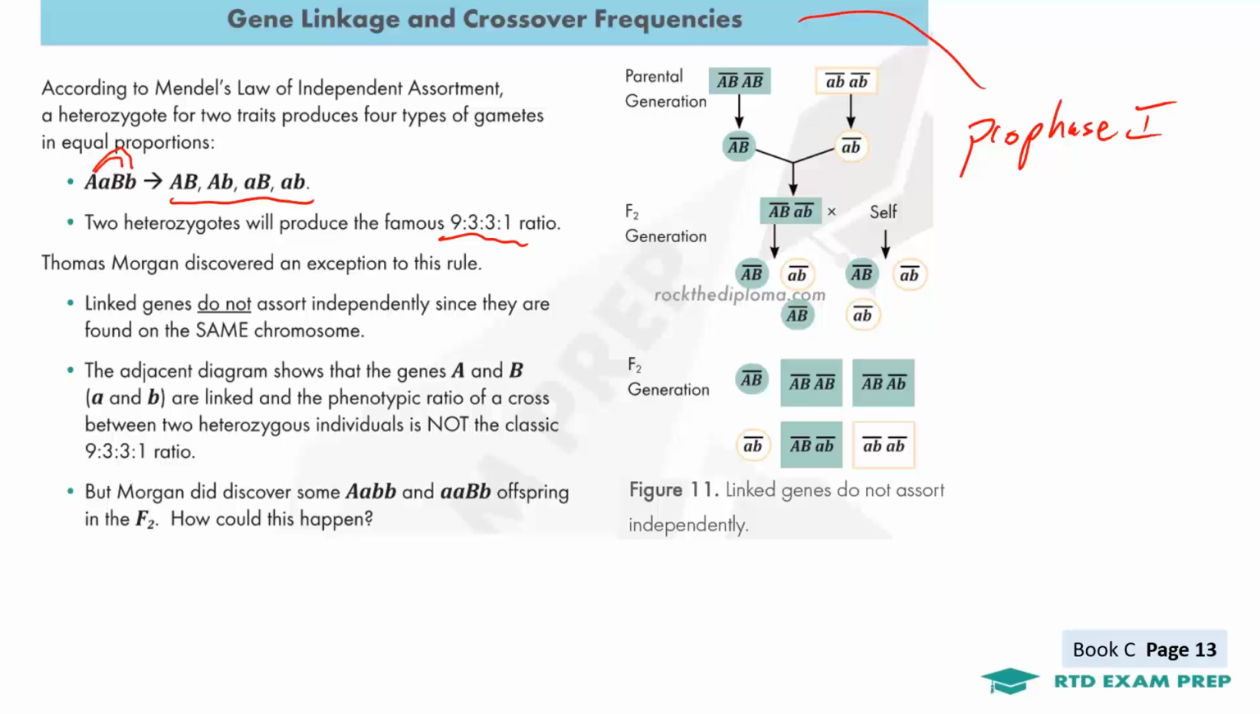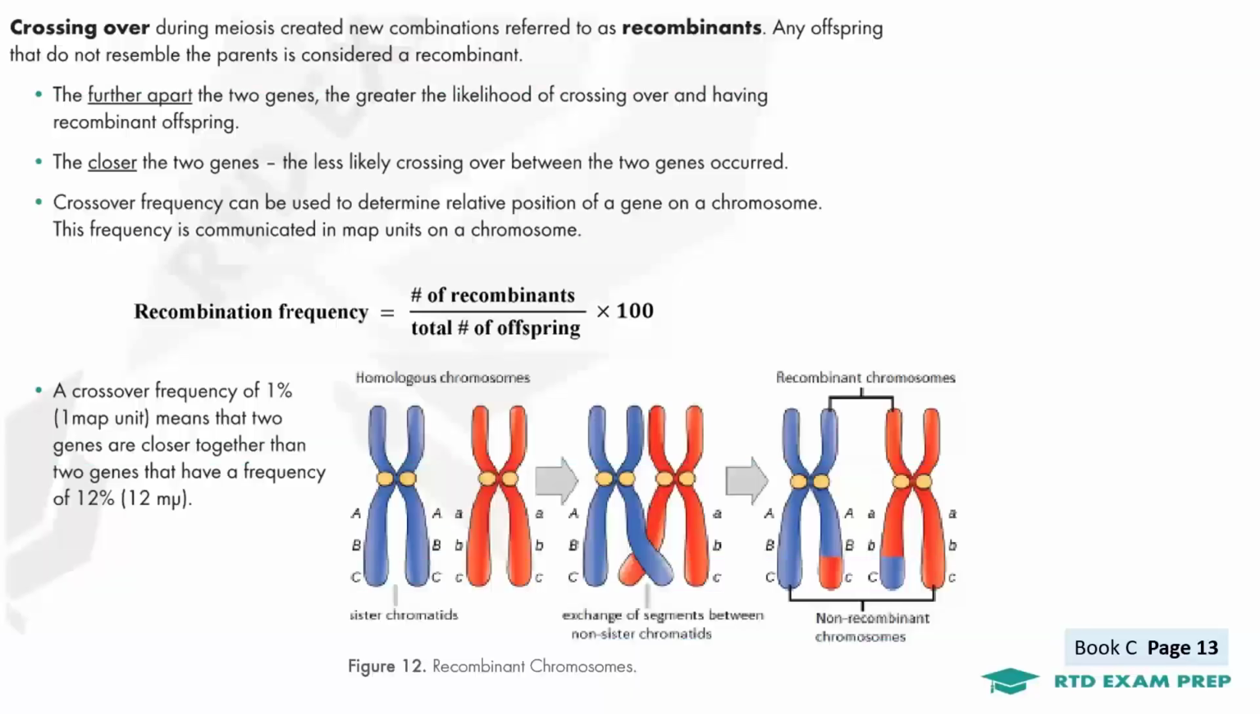When we're taking a look at our parental generations, the big thing to note is linked genes do not sort independently. So we're going to take a look at what would cause this. Why would something like this happen? It's all about placement and how close they are on the same chromosome. When we talk about crossing over, anything new is known as a recombinant, so it was not found in the parents' combination.